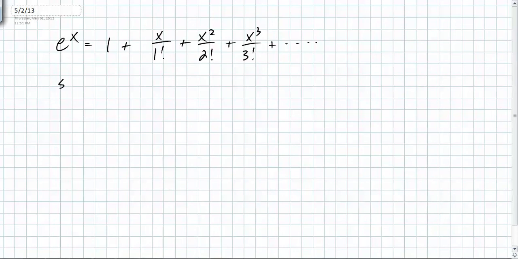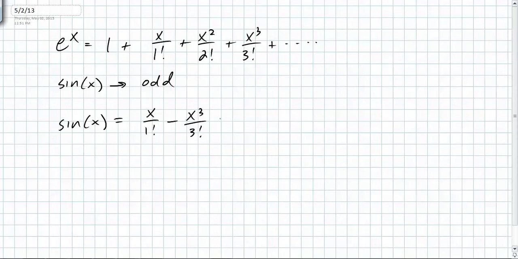So therefore, sine x, what kind of function is that? It's odd. So sine x is going to be x over 1 factorial minus x cubed over 3 factorial plus x to the 5th over 5 factorial minus x to the 7th over 7 factorial, yep. And then you know cosine is? Cosine is even.